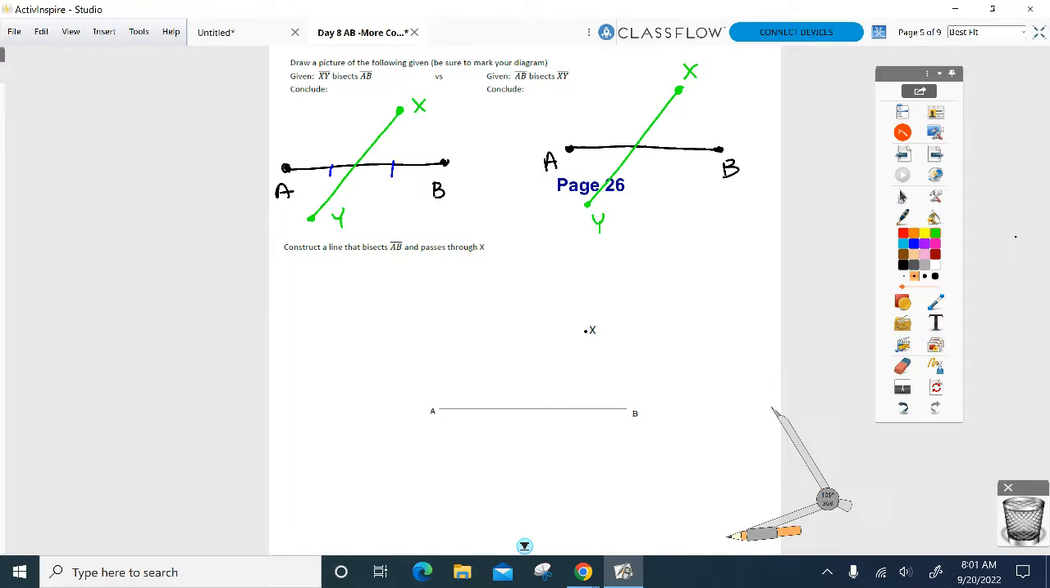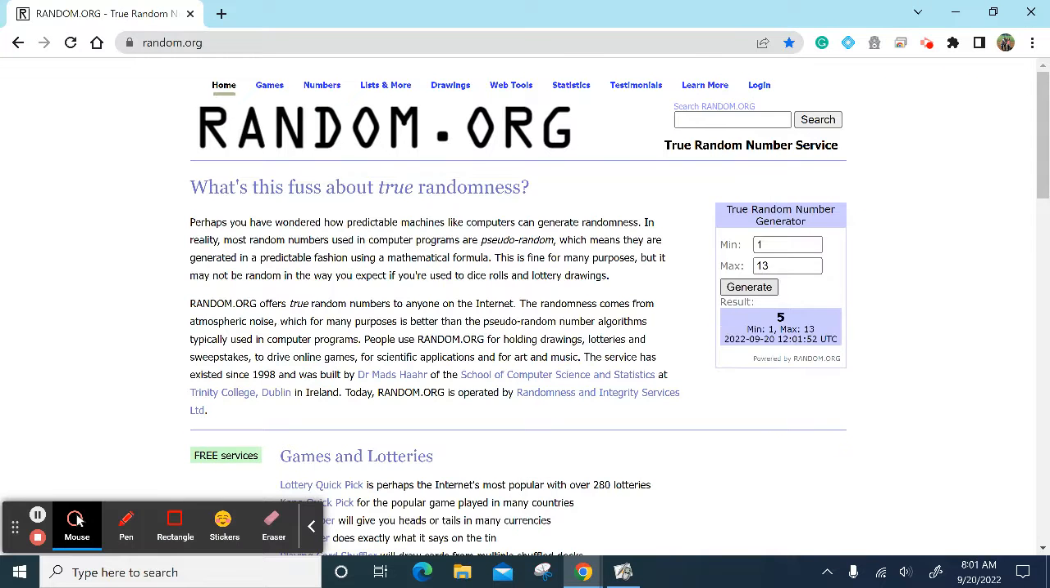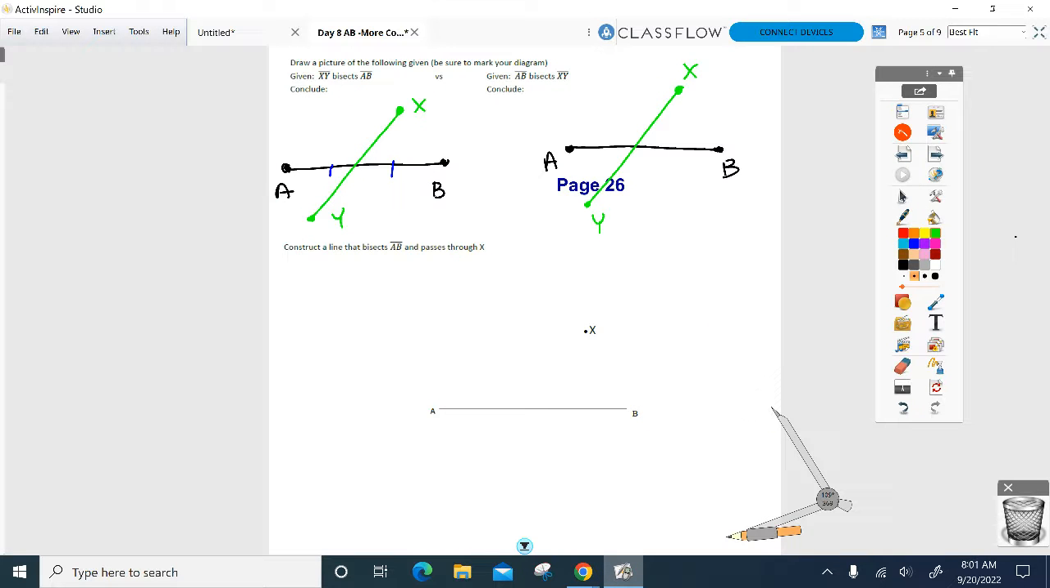What's the change now? What should the change be? Where am I going to put my hash marks now? On AB? Which, what's getting bisected here? Oh, XY. What's being cut in half then? XY. So where should the hash marks go? On XY. Okay.